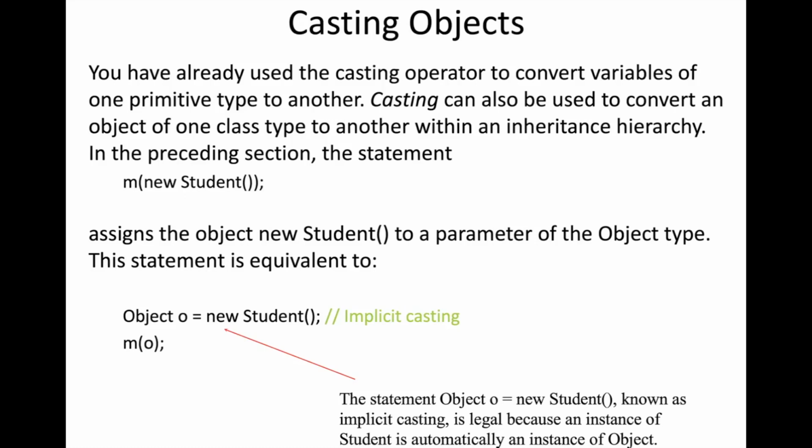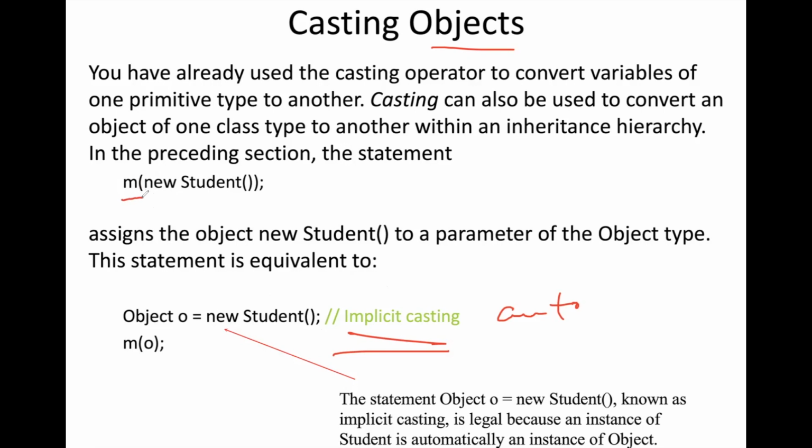Casting in OOP refers to converting a variable from one type to another. This variable could be the reference object in Java. There are two types of casting. One is implicit, which is automatic, like this one. Another one is explicit, which is manual. When dealing with objects and class hierarchies, like in inheritance, understanding implicit and explicit casting is crucial for understanding OOP.